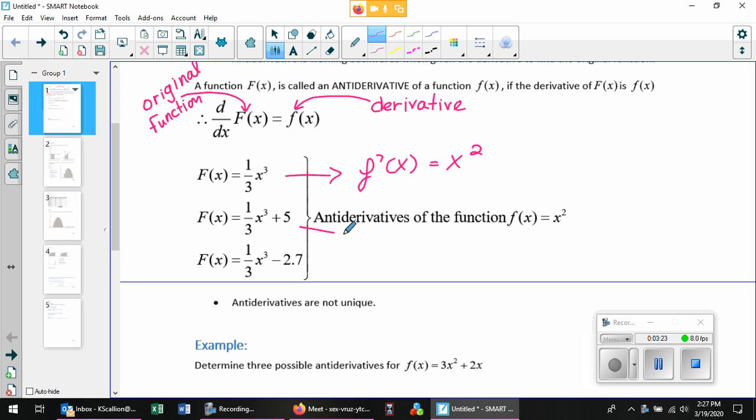And the second one? The second one's going to be the exact same thing, because what's the derivative of the constant? It's nothing. And again, the last one, just because it's a different constant, doesn't really change the rules of derivatives. So all 3 of these equations give you the exact same derivative. So we have a little bit of a problem.